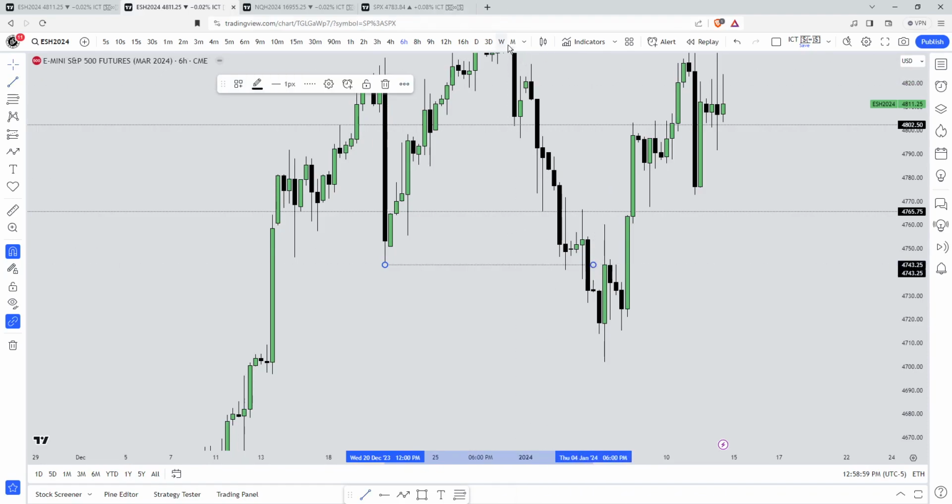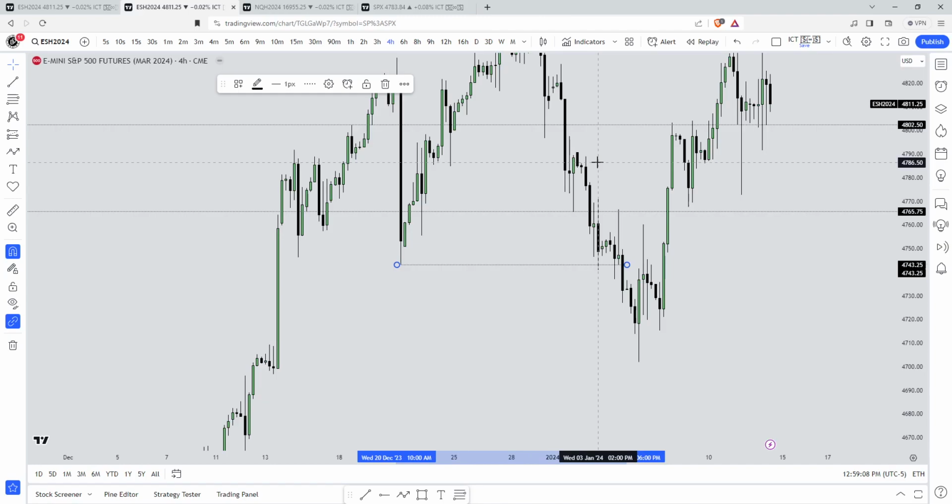You don't always need to have a weekly or daily bias. If you cannot frame a daily bias, we'll drop down to a 4-hour. If you can't frame a 4-hour bias, drop down to an hour. If you can't frame an hour, you could drop down to a 15-minute, but you normally should be able to frame an hourly bias. So on the 4-hour, price took out liquidity here.